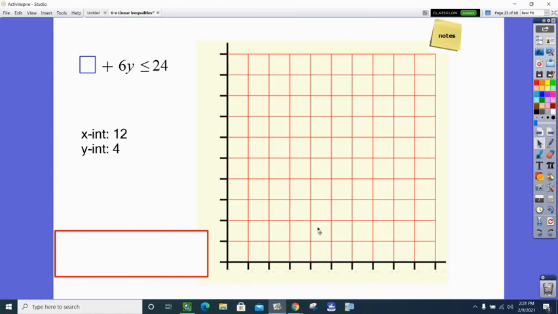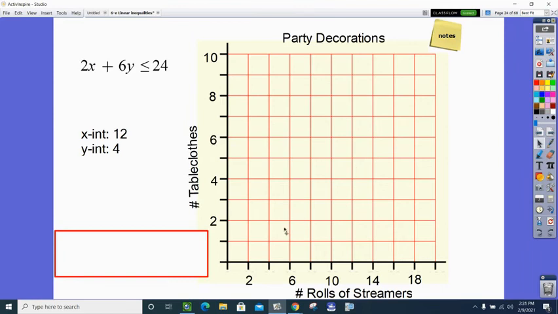So I need to put the scales in here. I need to put a title. I need to put my labels. So title, labels, and scales is where we're heading. Remember that the x had to get up to at least 12, so I'm going by 2s: 2, 4, 6, 8. And over here, the tablecloths, I'm going by 1s because I only had to get up to 4.